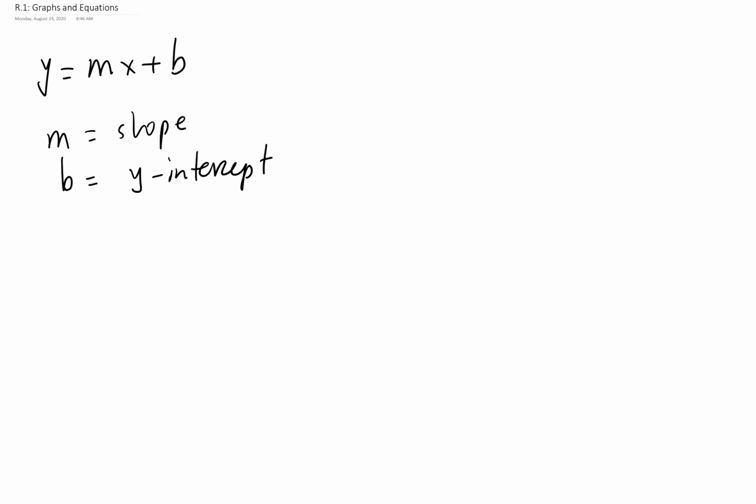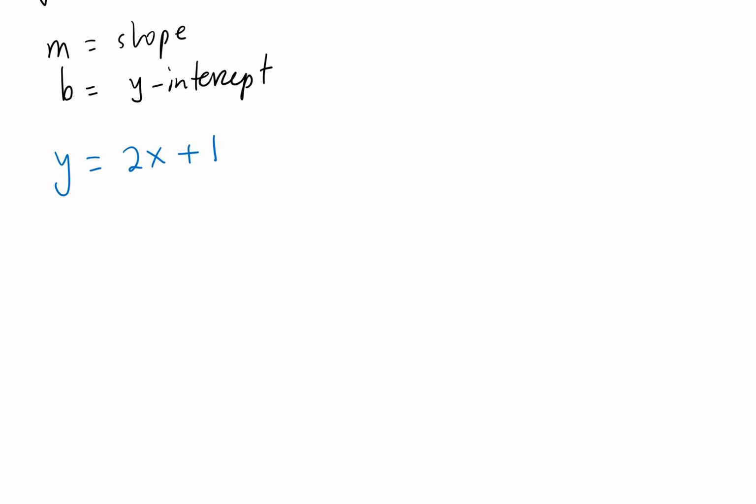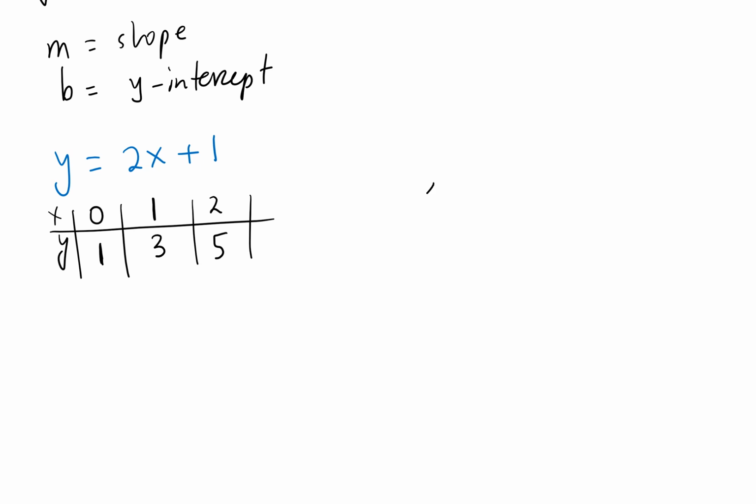So how do we graph straight lines? Let's say we are asked to graph y equals 2x plus 1. The slope is 2 and the y-intercept is 1. There are many ways to graph this. One way is to pick points, selecting values of x and getting the corresponding y values. Usually for straight lines, we recommend 3 points. For example, x equals 0: 2 times 0 is 0, plus 1, gives 1. If x equals 1, 2 times 1 is 2, plus 1, gives 3. If x equals 2, 4 plus 1 gives 5. Three points are more than enough to graph a straight line.